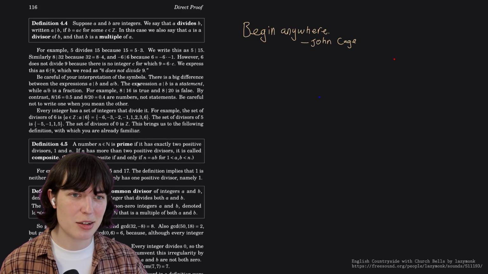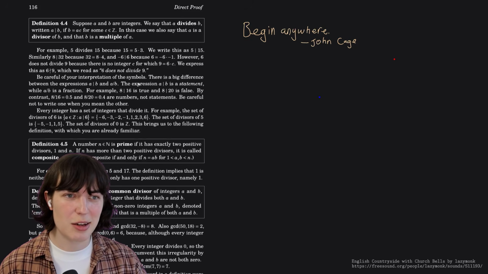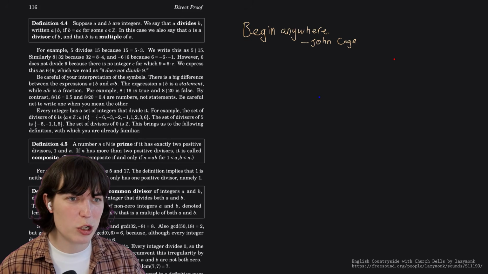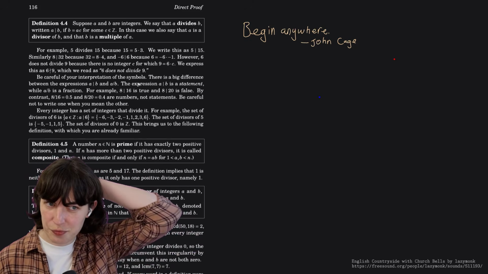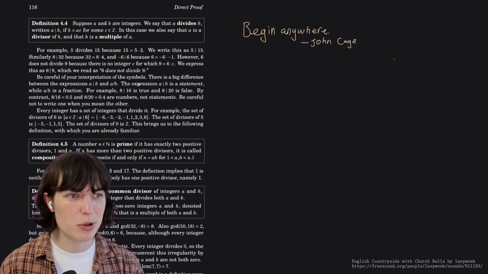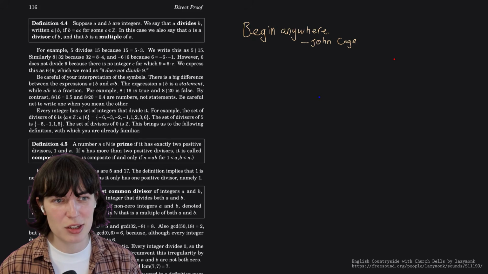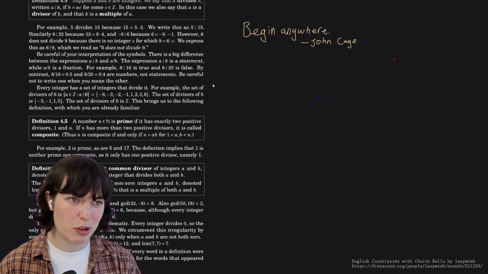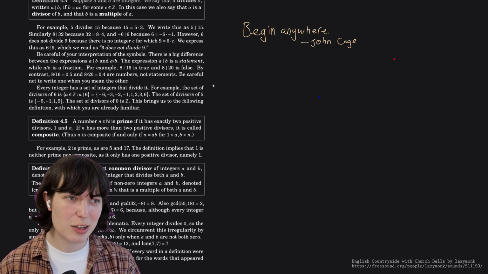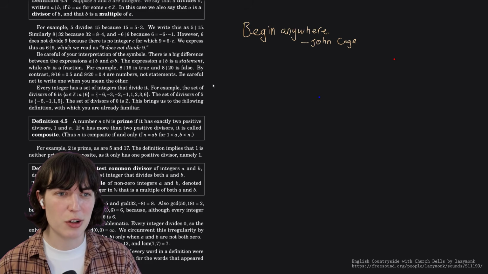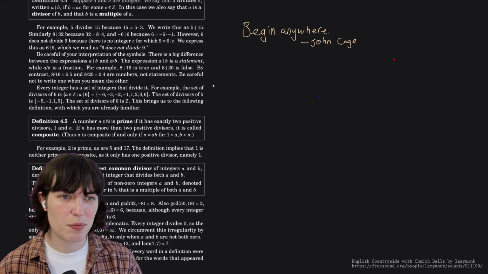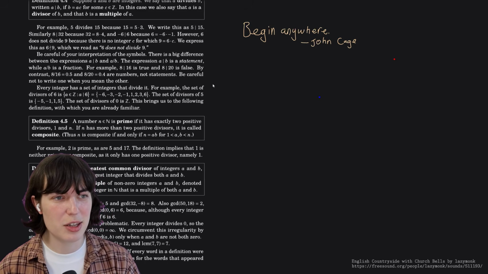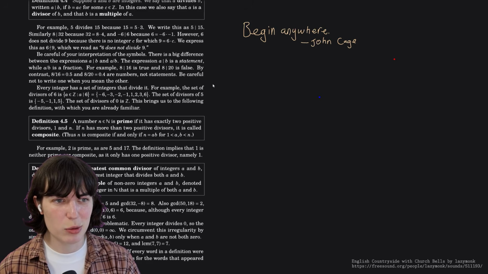We express this as 6 with a slashed bar 9, which we read as 6 does not divide 9. Be careful of your interpretation of the symbols. There is a big difference between the expressions a bar b and a divided by b. The expression a bar b is a statement, while a divided by b is a fraction. For example, 8 bar 16 is true, and 8 bar 20 is false. I see. By contrast, 8 over 16 is 0.5 and 8 over 20 is 0.4. These are numbers, not statements. Be careful not to write one when you mean the other.